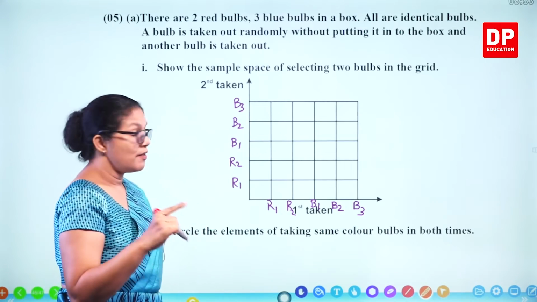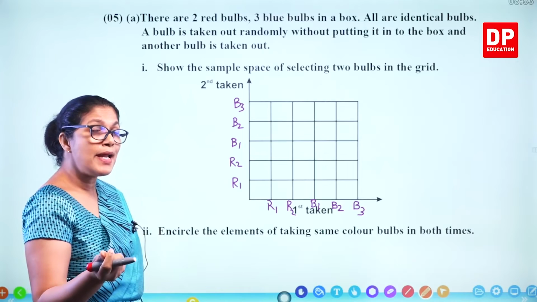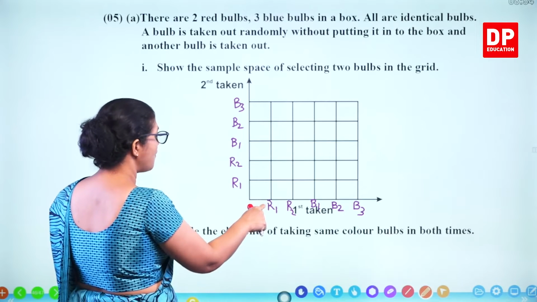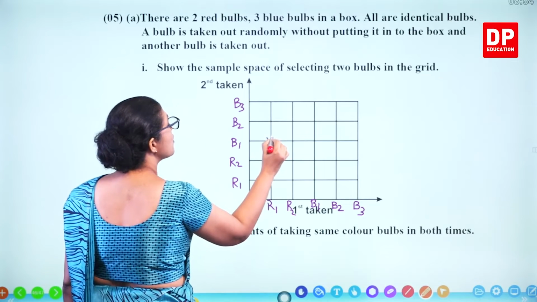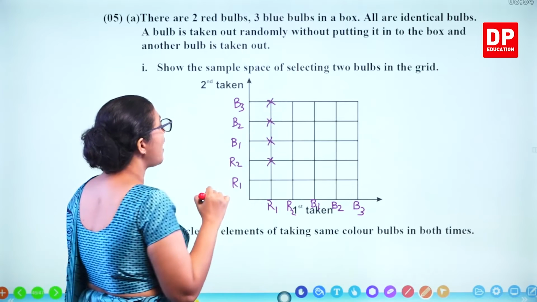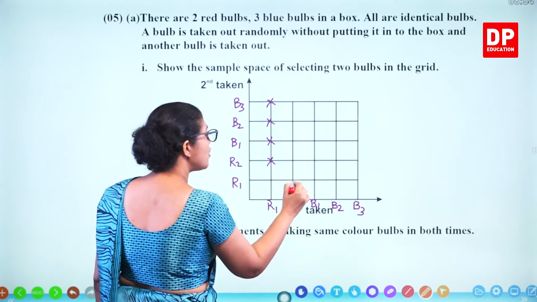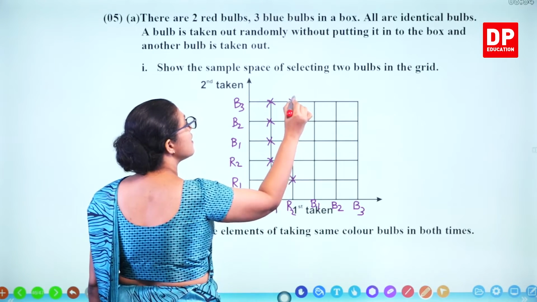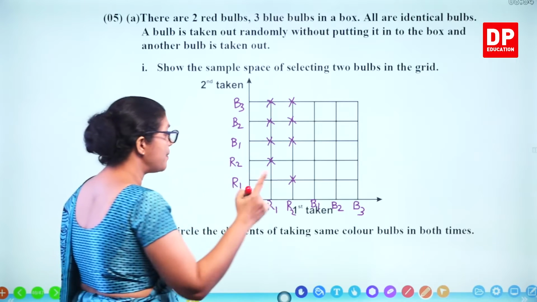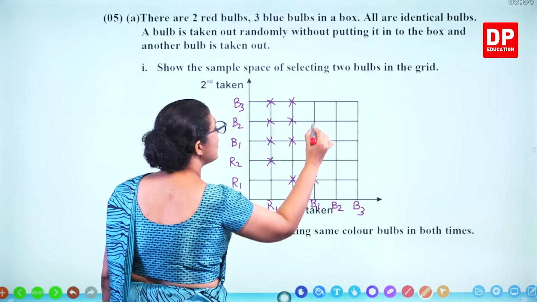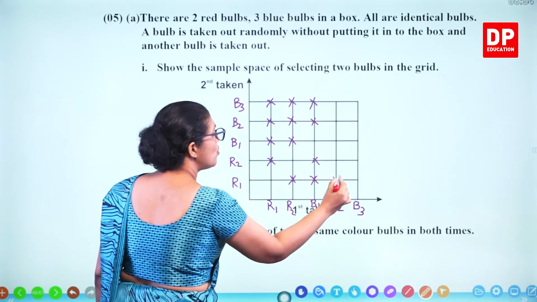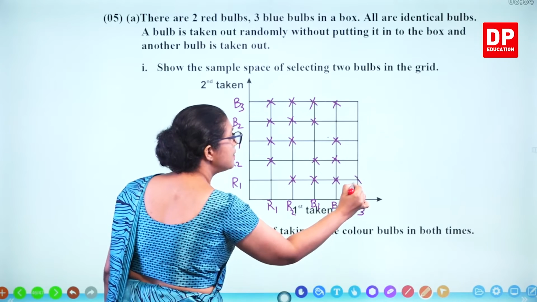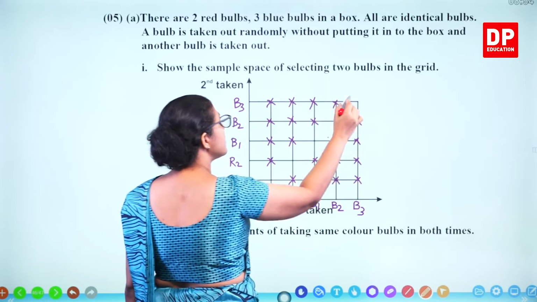In this one, if you have taken 1, you are not replacing, so you can't take R1 again. If it's R1 here, these are the possibilities. You can get other colors. If R2 is there, you can take R1, but you can't take R2. So these are the other possibilities. If it's B1, you can't take B1 again. B2, we can't take B2 again. B3, you can't take B3 again.